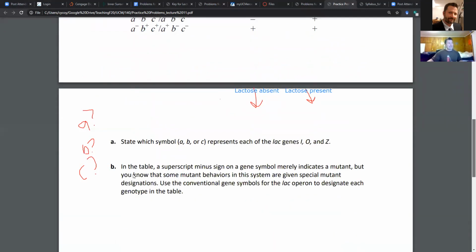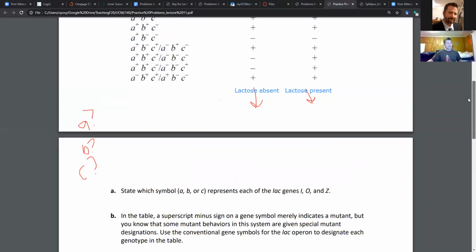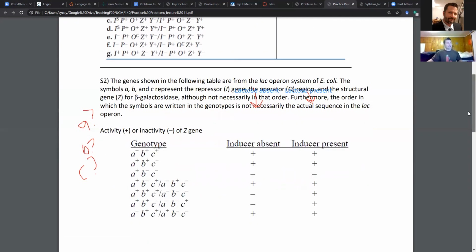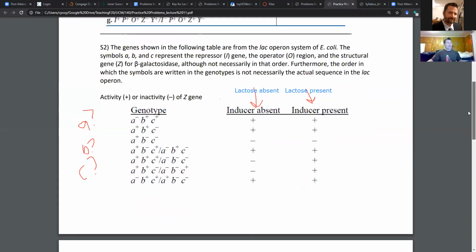If you read the text fully, in the table, a superscript minus merely means a mutant. It doesn't mean knockout, loss of function, or gain of function. In other words, you read between the lines. It is possible that this minus, let's say A is I, might mean super repressor. It might mean a broken repressor. Or let's say A is the O, that minus would mean constitutive operator. So there's a lot of layers possible. The minus just means mutant.